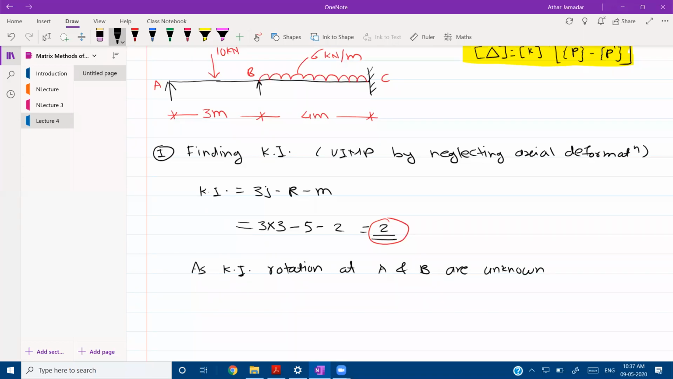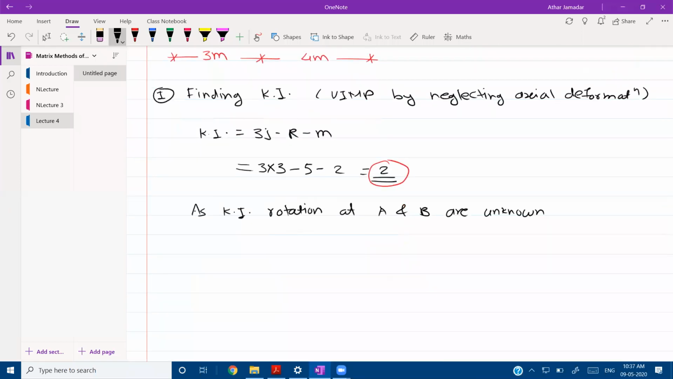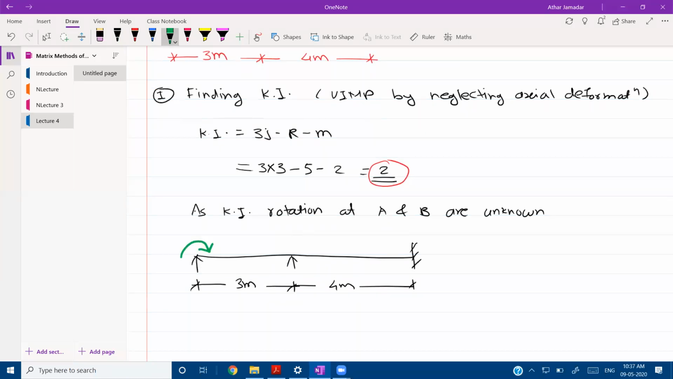Therefore, our assumption will now be like this. This is our beam AB. This is support A, support B. This is 3 meter. This is 4 meter. And now we are going to assume rotation at A, that means clockwise rotation at A as unknown and rotation at B as unknown, or theta A and theta B as unknown. Now we will give a numbering system for these unknowns. So this will be coordinate number 1 and this will be coordinate number 2.